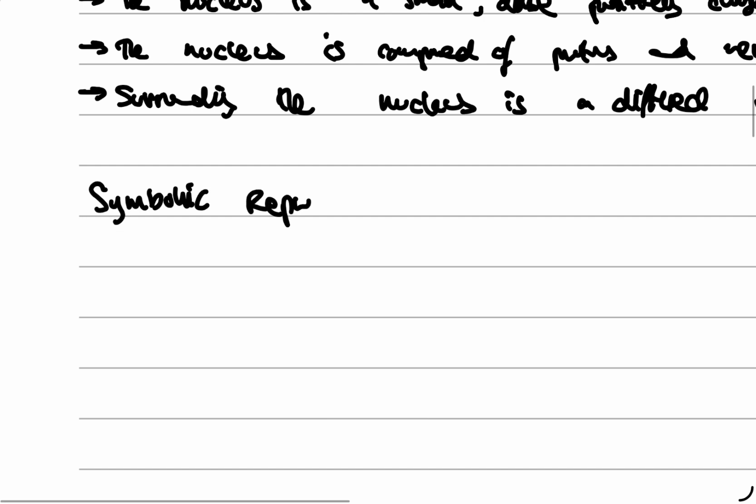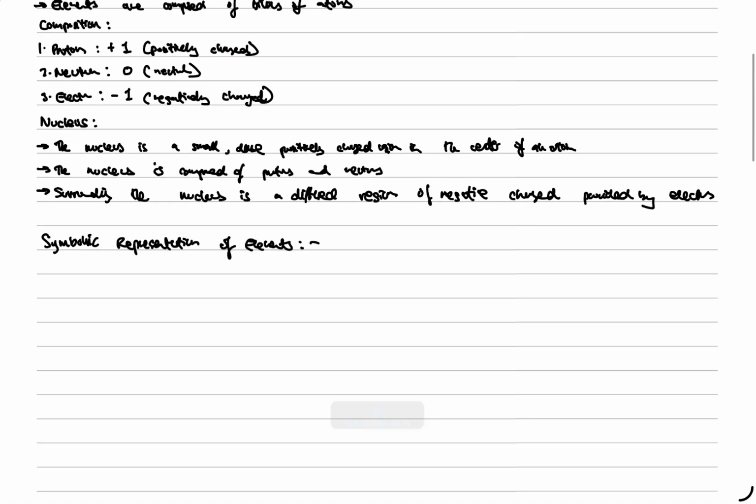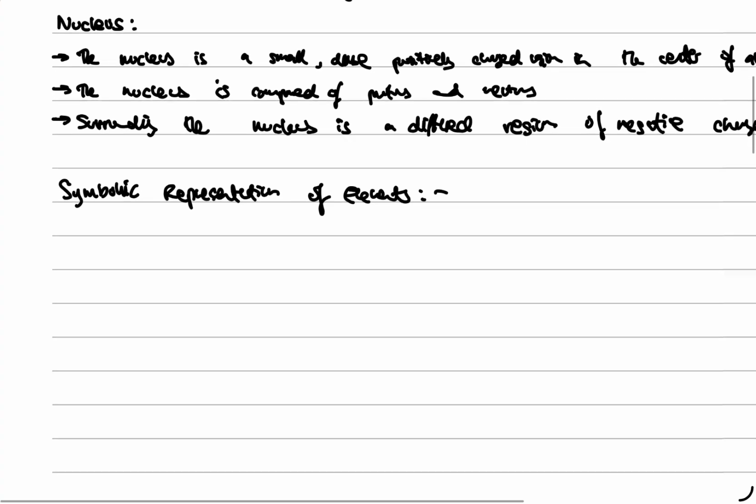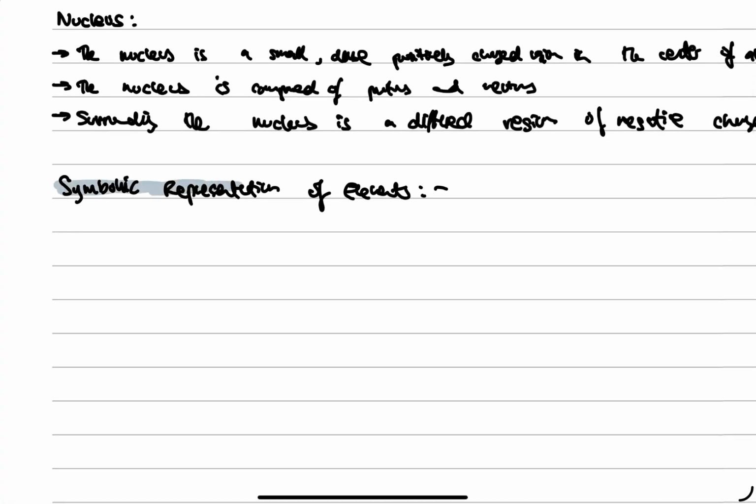Symbolic representation of elements. Now that is pretty fancy jargon for just the way you write elements and their symbols, and this is a pretty fundamental high school level thing that most people know. But let's just go over it really quick.